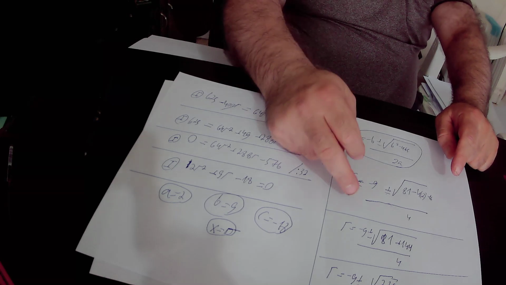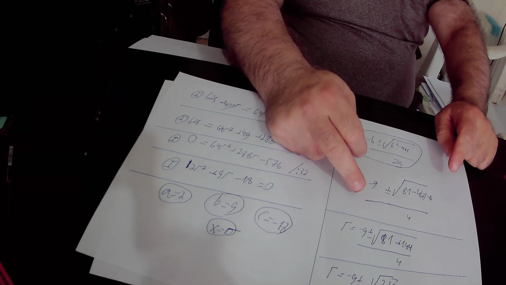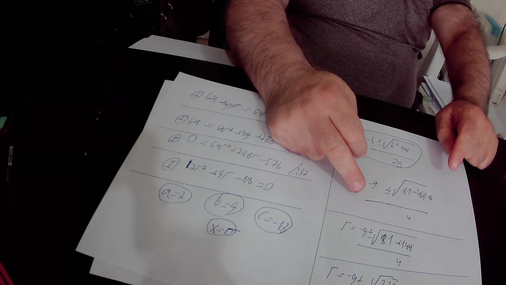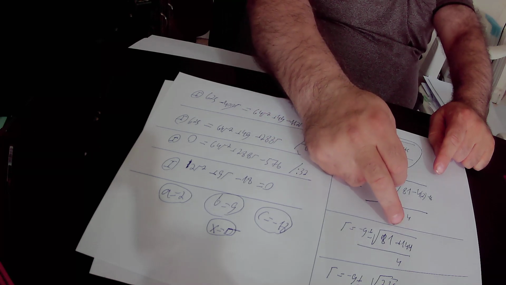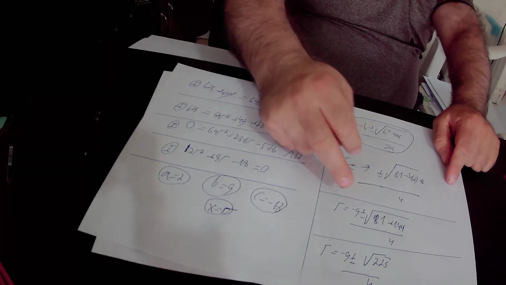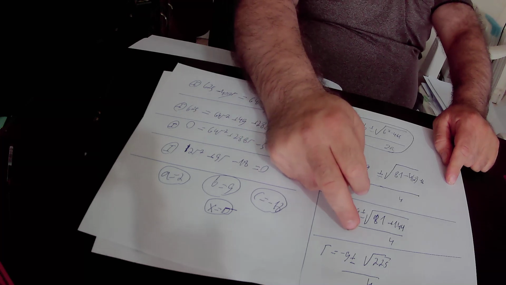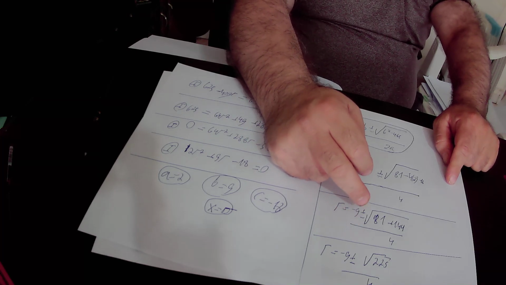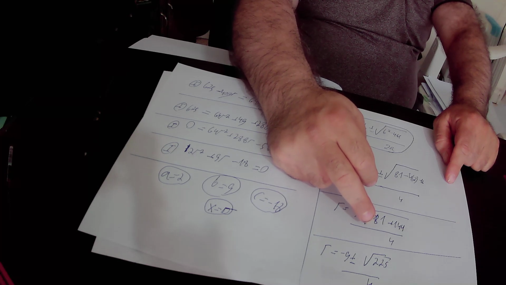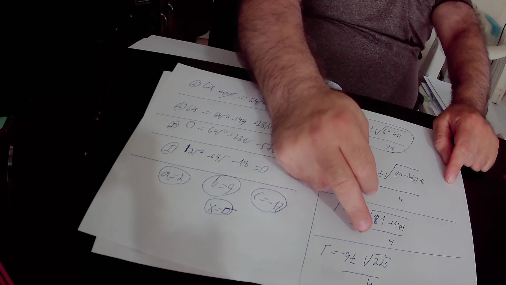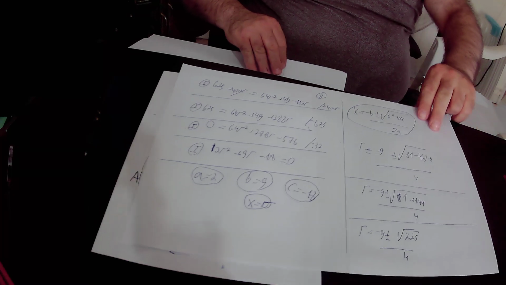So here r equals minus 9 plus minus the square root of 81. And here we have minus 4 times 2 is minus 8, and minus 8 times minus 18 is plus 144, all divided by 4. So here r equals minus 9 plus minus the square root of 81 plus 144, which is 225. So inside the root we are left with only 225, all divided by 4.